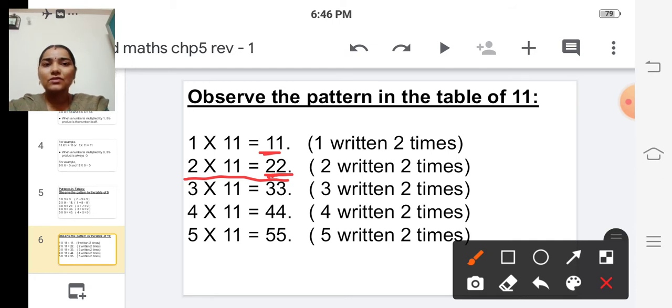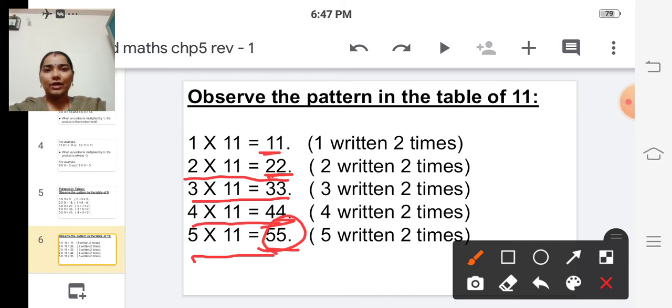The next one is 3 11s are 33. Here 3 is written 2 times. Next one 4 11s are 44. So here 4 is written 2 times. 5 11s are 55 and here 5 is written 2 times. Did you observe? Yes. So and so on it will go.